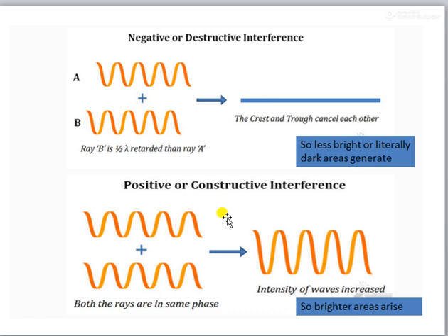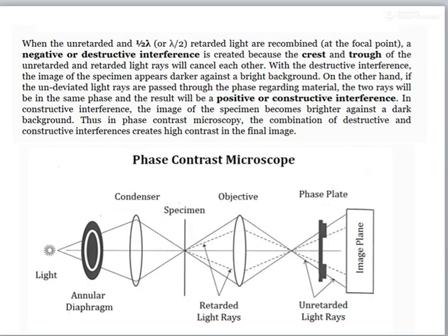So depending upon the change in the refractive index of the different parts of the specimen, negative or destructive interference would result. When the unretarded and the retarded light are combined together, you get a negative or destructive interference, because the crest and the trough of the unretarded and the retarded light rays will cancel with each other. With destructive interference, the image of the specimen appears darker against the bright background.